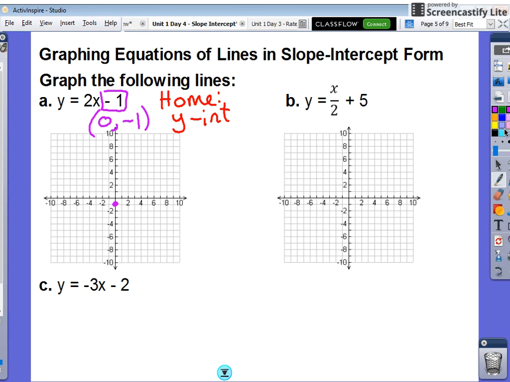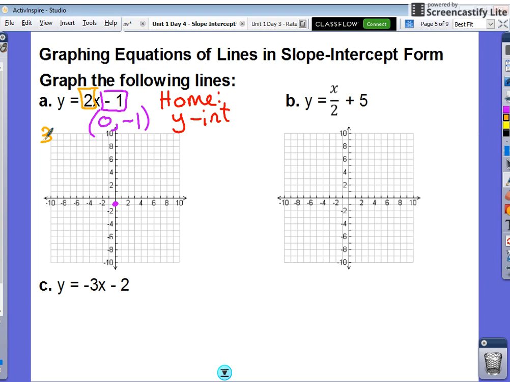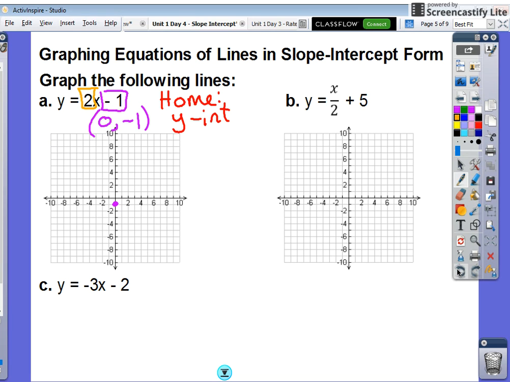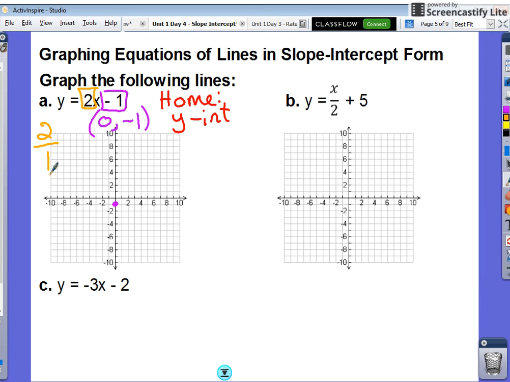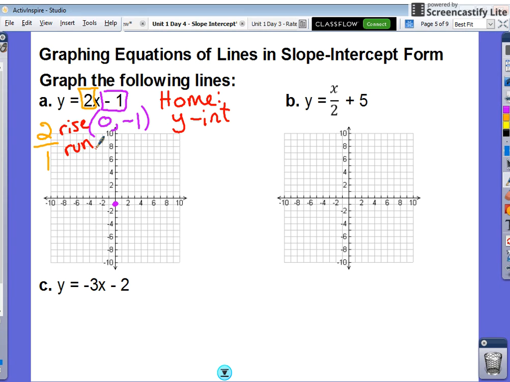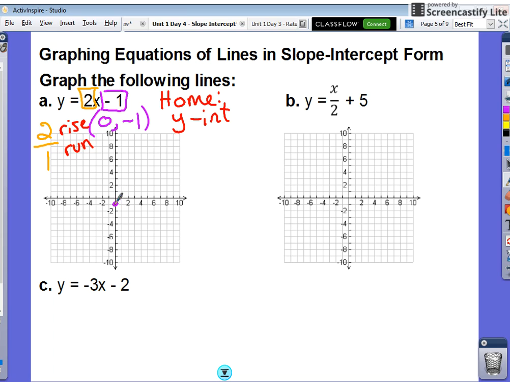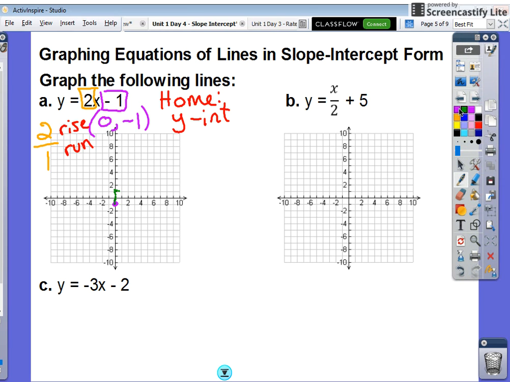So that's 0, -1. And then we use the slope, which in this case is 2. I'm going to write that as a fraction, 2 over 1. And it's important to think of it as a fraction because remember, that fraction represents rise over run. So from home, from where you woke up, from the y-intercept, we are going to rise 2 steps. So if I rise 2 steps, watch the mouse here. I go from -1, up 1, 2. I've risen 2, and I'm going to run 1. That's my next point that I can plot.